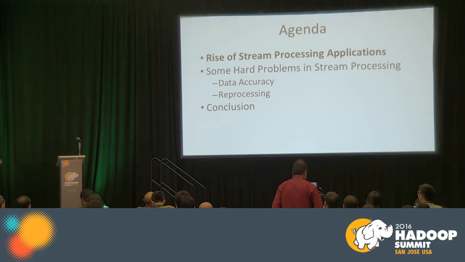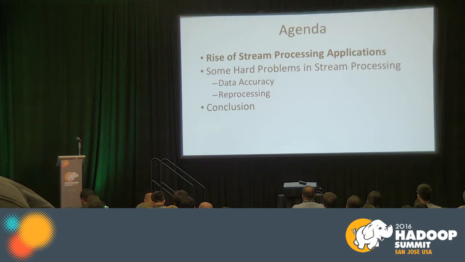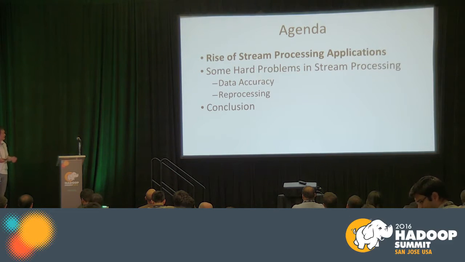So this is the agenda of this talk. First, we recognize the rise of stream processing applications, and then we talk about some hard problems in stream processing. Of course, there are many problems there. In this talk, we're going to focus on two specific problems. One is data accuracy. The other is how we reprocess. Then finally, in the conclusion, we'll summarize our experience and the solutions.